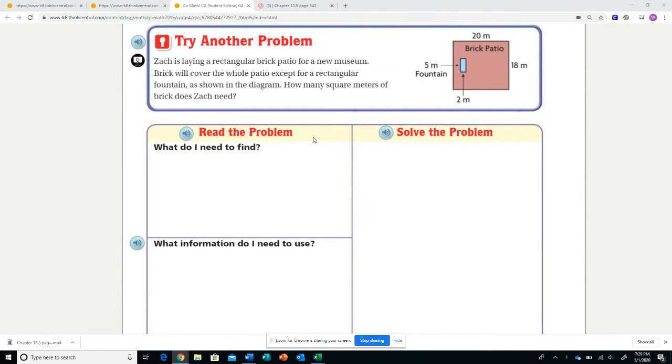Zach is laying a rectangular brick patio for a new museum. Brick will cover the whole patio except for a rectangular fountain as shown in the diagram. How many square meters of brick does Zach need?